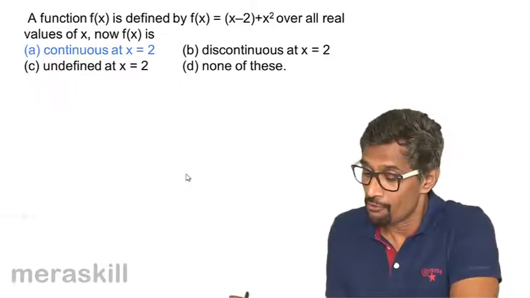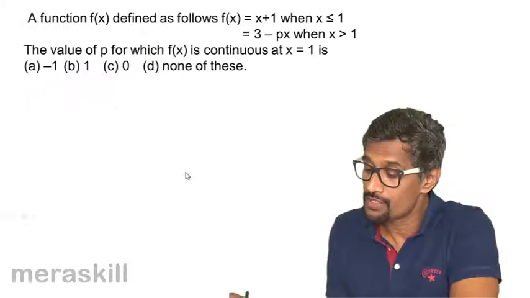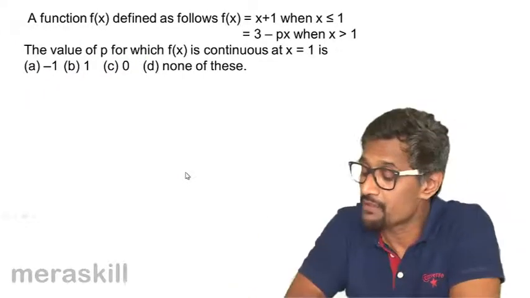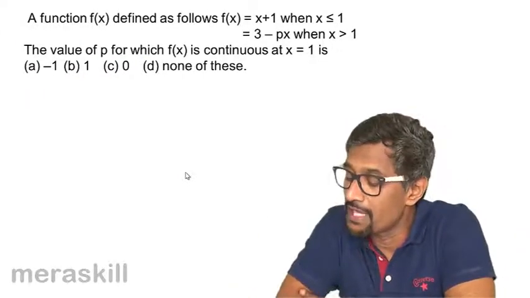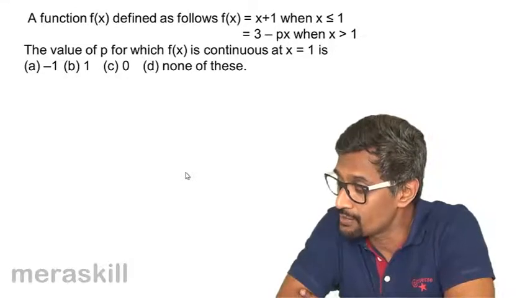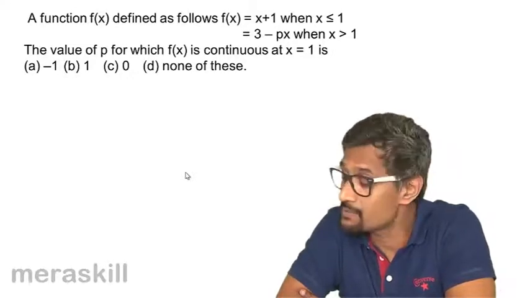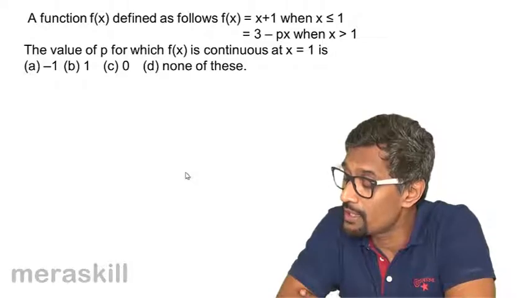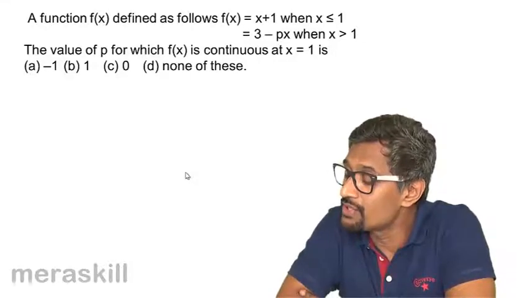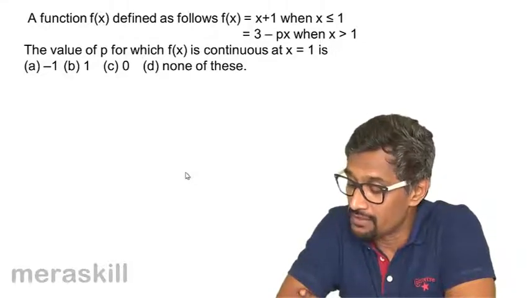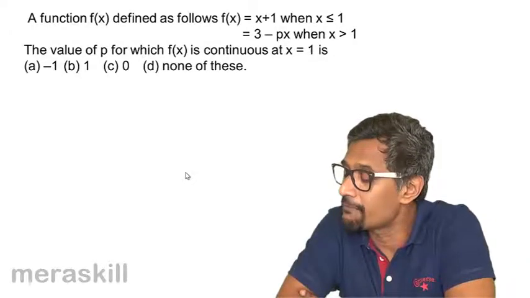Right. Further, more similar cases. Okay, this is easier. We have a function f of x defined as follows. F of x is x plus 1 when x is less than or equal to 1, and it is equal to 3 minus px when x is greater than 1. The value of p for which f of x is continuous at x equal to 1 is so and so.